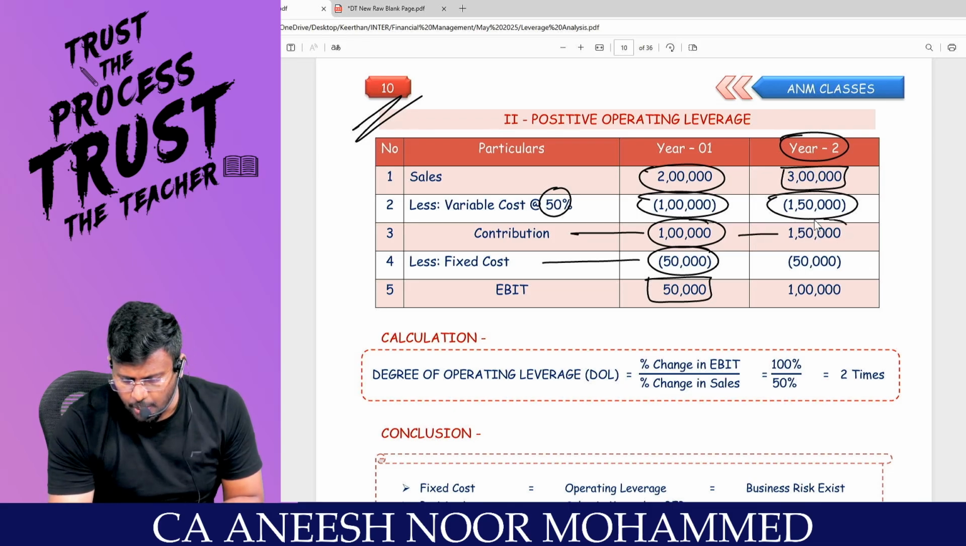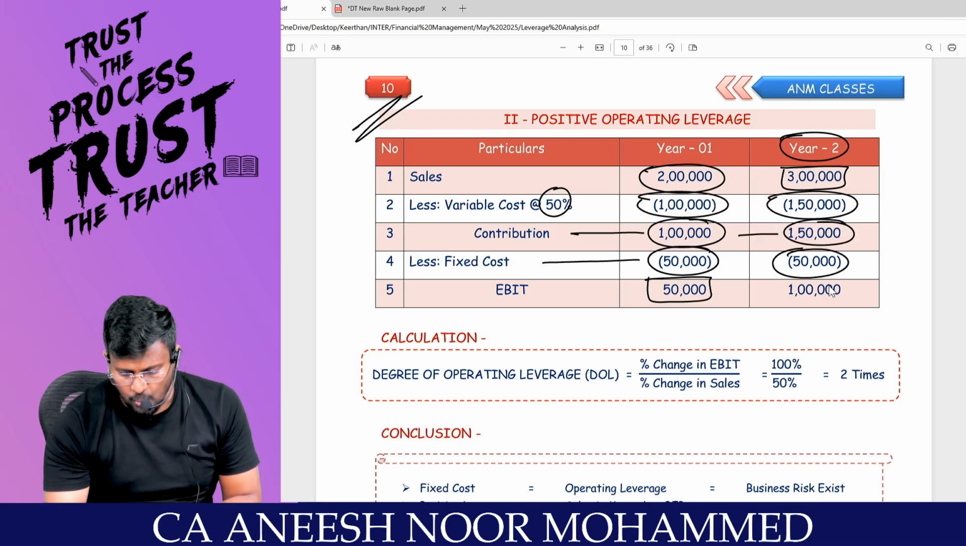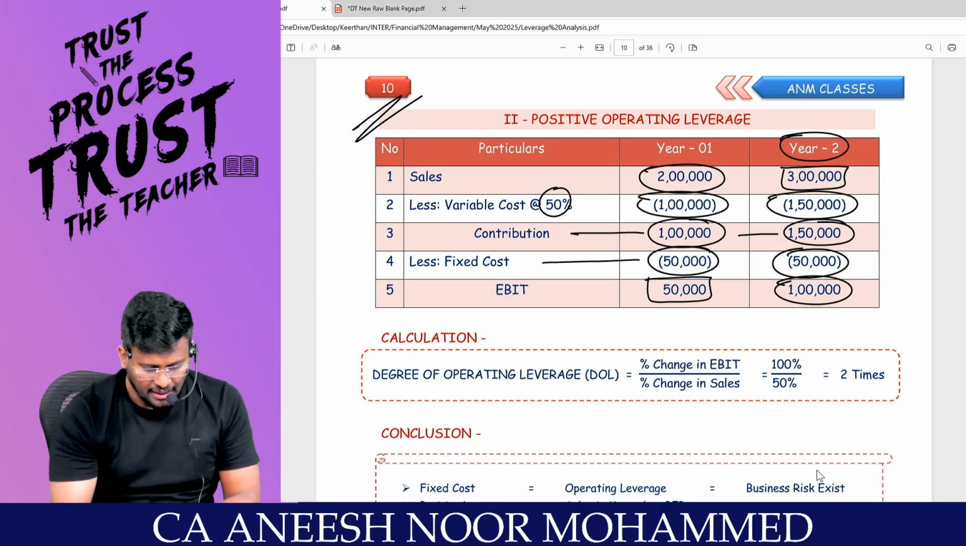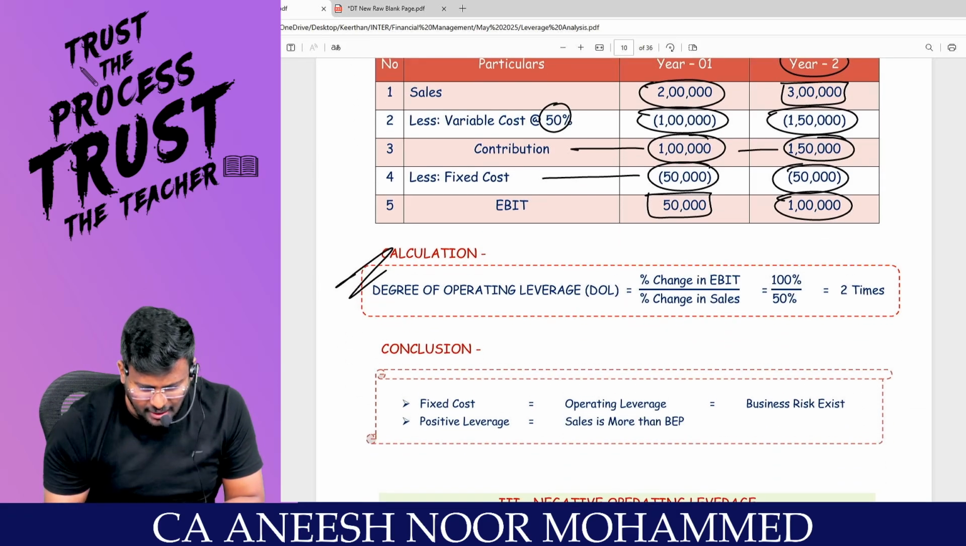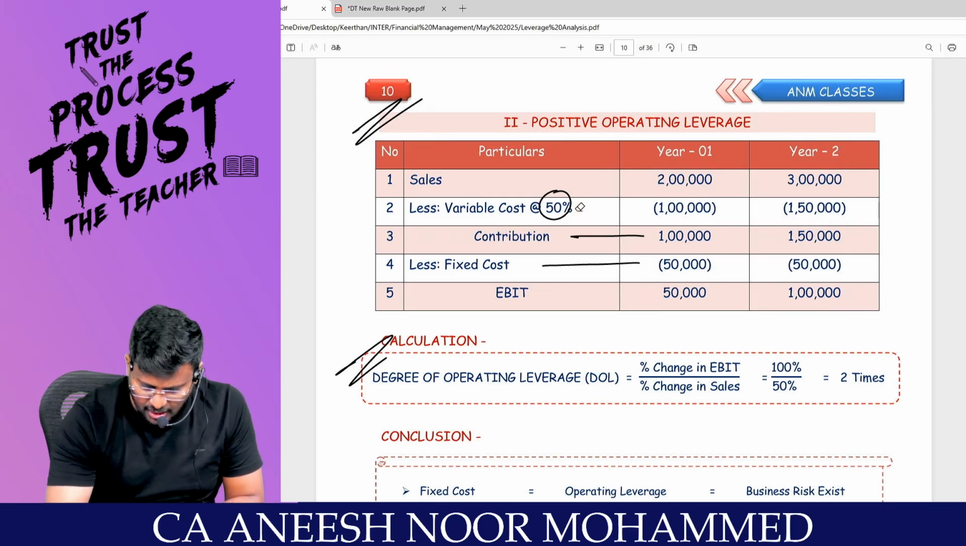So what is the variable cost? 1,50,000. What is the contribution? 1,50,000. What is the fixed cost? 50,000. What is the EBIT? 1 lakh. So shall we calculate the operating leverage? Yes, sir. I am calculating the operating leverage.